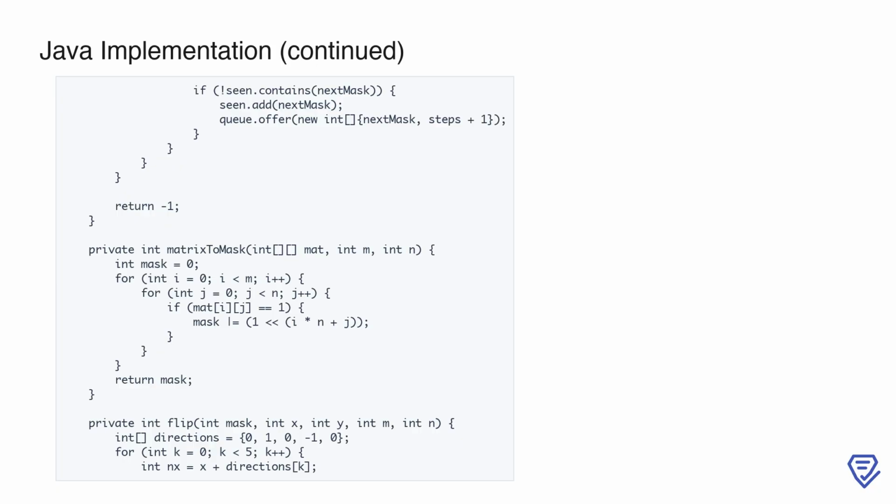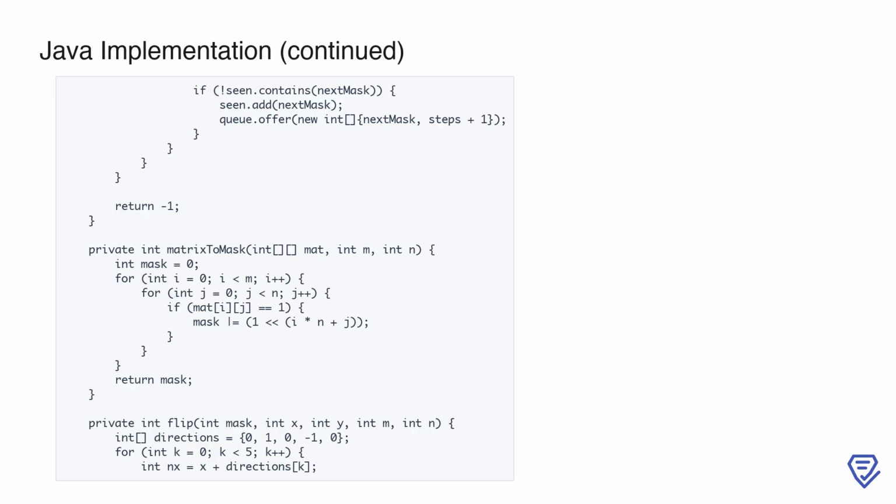This ensures that all valid states are explored in the shortest possible number of steps. If no solution is found after exhausting all possible states, the method returns -1, indicating that it's impossible to convert the matrix to all zeros. After the BFS logic, we define the matrix to mask method.